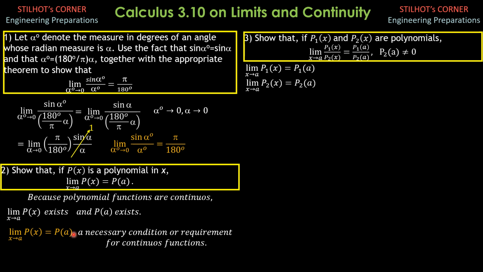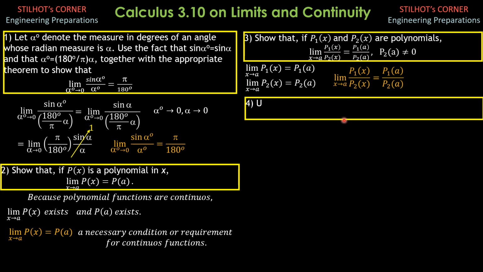which is also the same situation as in problem 2. So therefore, the limit of p1 of x over p2 of x as x approaches a is p1 of a over p2 of a. And that's it. That's the showing of the fact that it is equal to that.